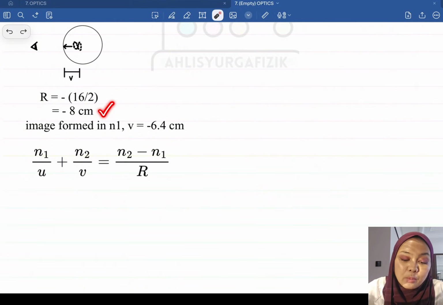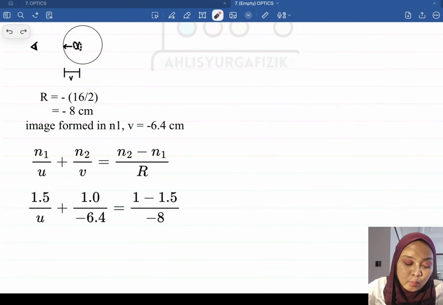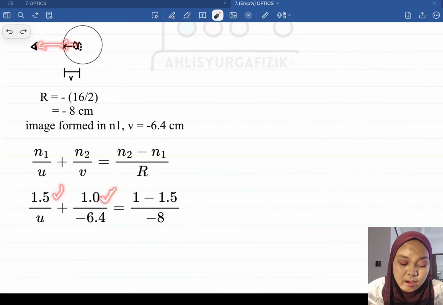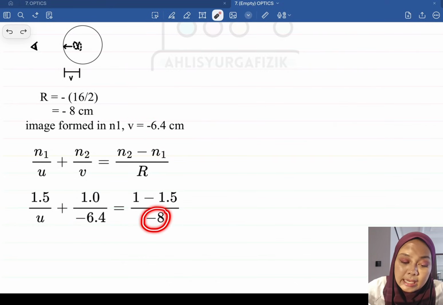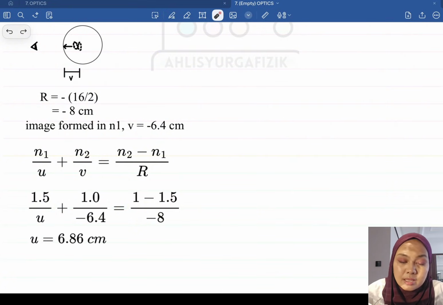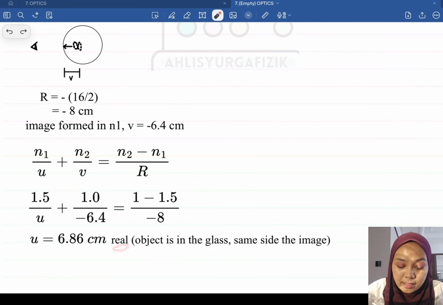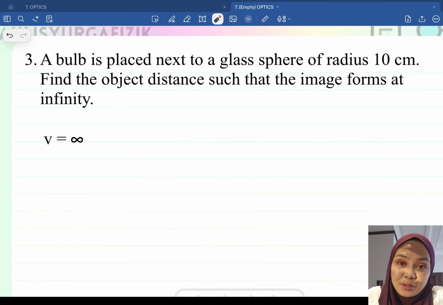Now that we have our R and our V, let's substitute. The N1 is 1.5 because the light ray is coming from the glass to our eyes. This is N2, which is the refractive index of the air. We are looking for U. Don't forget to add in the negative sign of the V, which is a virtual image, and don't forget to add in the negative sign of the R because this is a concave surface. And the answer is 6.86 centimeters, where this object is a real object. This object is in the glass, which is on the same side as the image formed, which is the virtual image.